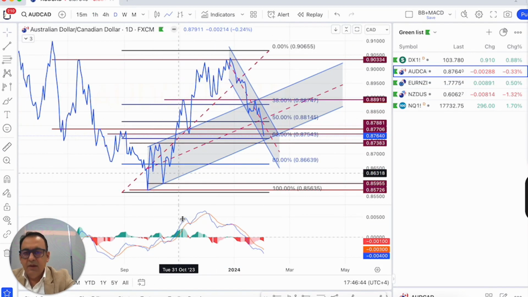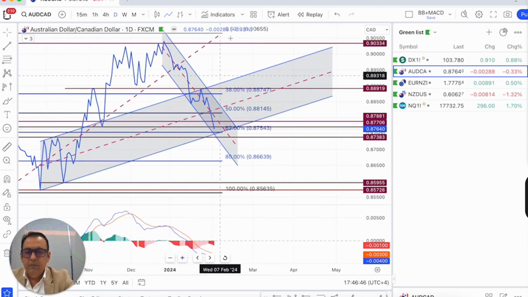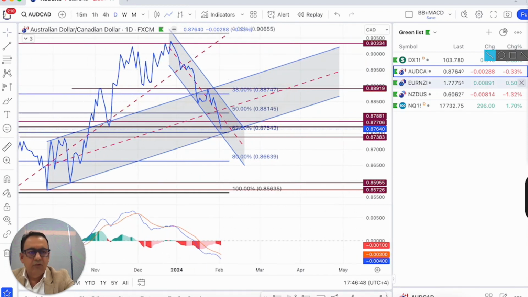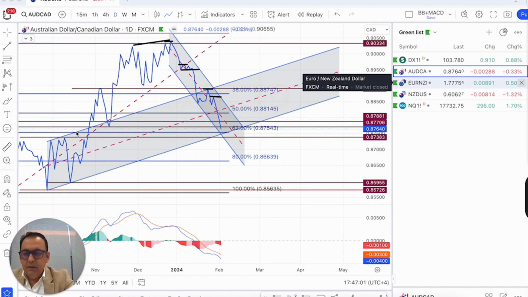Now starting from daily time frame, currently it's in downtrend. So here we have higher high with bearish divergence, and then it started forming lower high, lower high, lower high, and lower high.